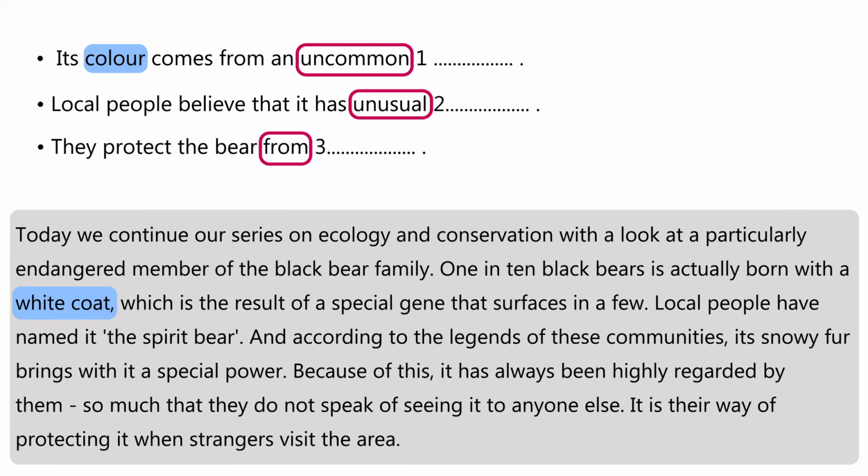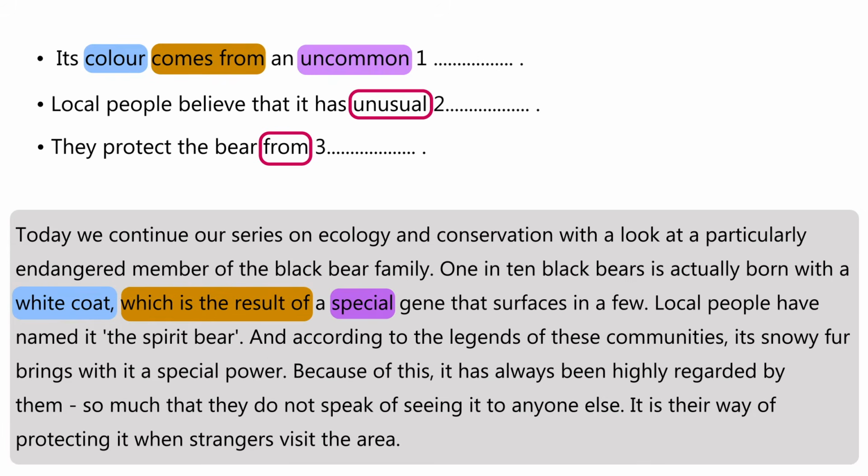So, "the result of" is the synonym for "comes from," and "special" is the synonym of "uncommon." So, the correct answer is gene here. All right, so be careful of the synonym language here. And question number 2, local people believe that it has unusual what? We should write something about unusual.